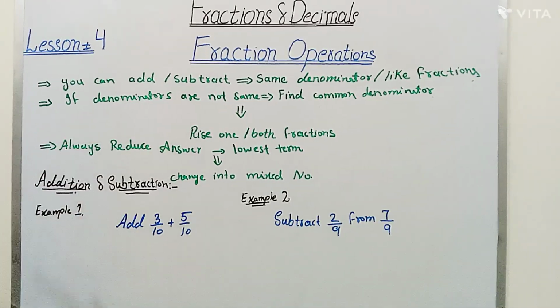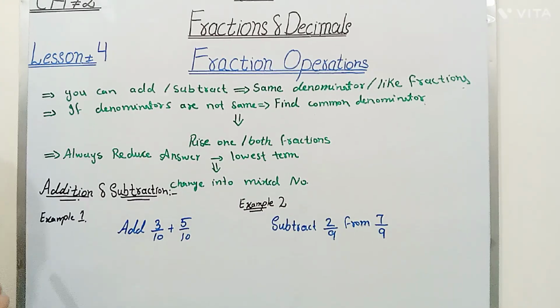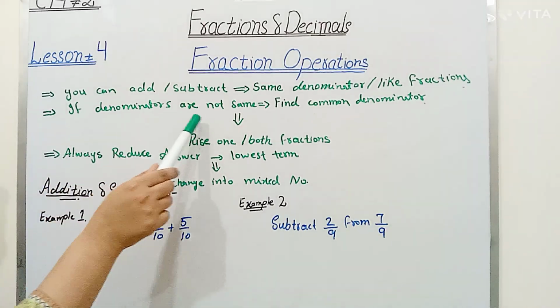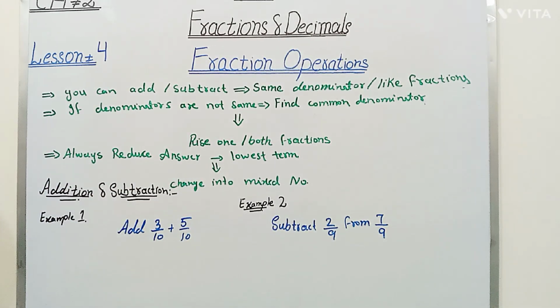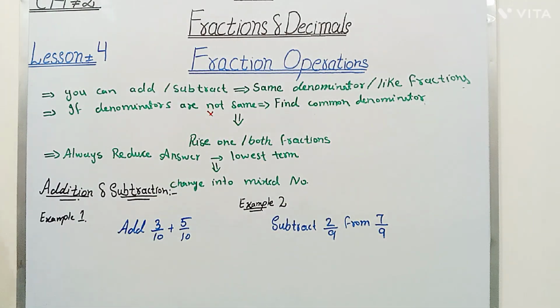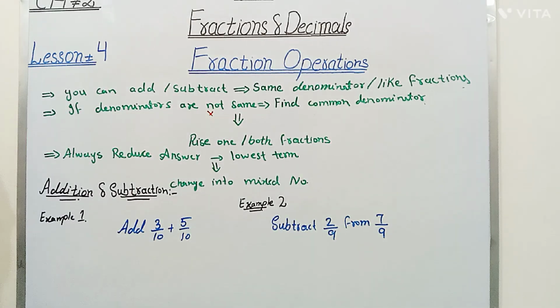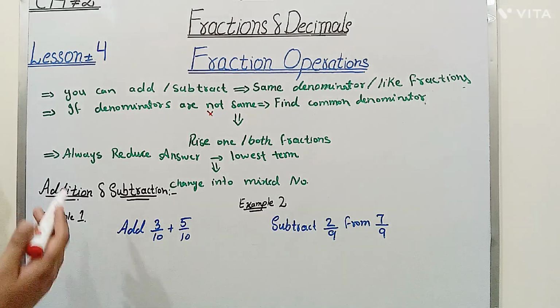You can add and subtract directly if the denominators are the same; these fractions are called like fractions. But if the denominators are not the same, firstly we will find the common denominator and then raise one or both fractions. How to raise the fractions? If you want to know, you can see my last video, in which I show how you can reduce or raise a fraction.